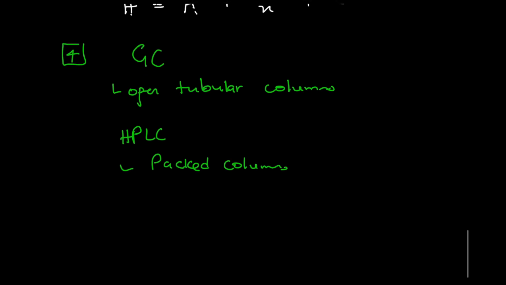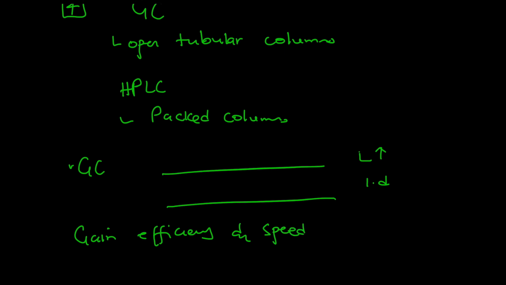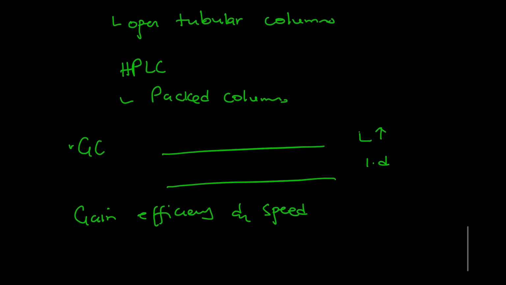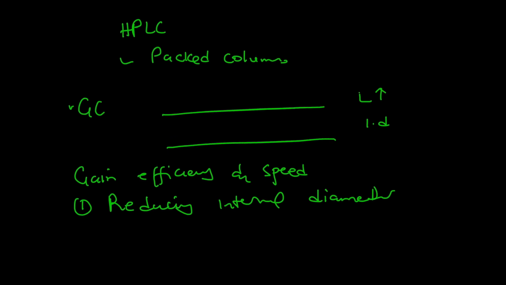Let's start with GC. In GC, the open tubular columns are long and narrow columns. In other words, we've got high L, right? And then it's going to be narrow as far as the internal diameter is concerned. So now, with these columns, we can gain efficiency and speed in open tubular columns by reducing internal diameter. If we reduce the internal diameter of the column, we're going to gain in efficiency.